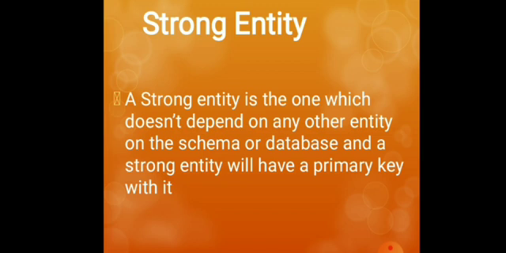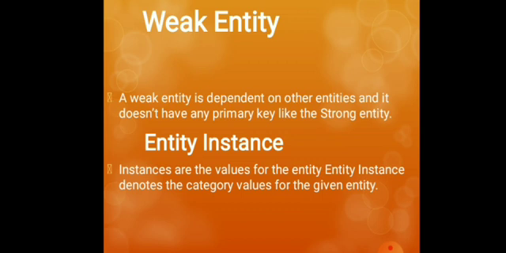Strong entity. A strong entity is the one which doesn't depend on any other entity in the schema or database, and a strong entity will have a primary key with it. Weak entity. A weak entity is dependent. Already we have seen about the strong entity. It is opposite to the strong entity. A weak entity is dependent on other entities and it doesn't have any primary key like the strong entity.